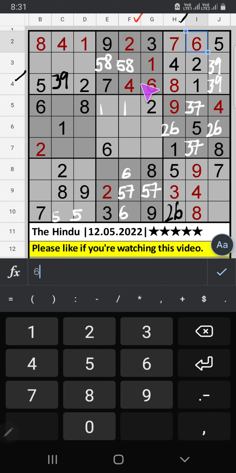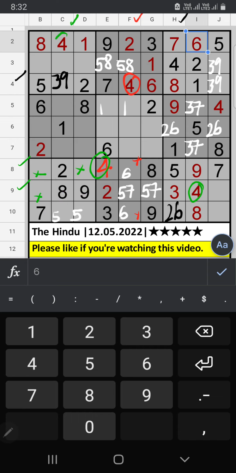Column F, we have 4. So 4 can come in these cells. Then 4 is confirmed here. 8th row and 9th row, we have 4. So 4 can come in these cells. 4 will come in one of the two cells.